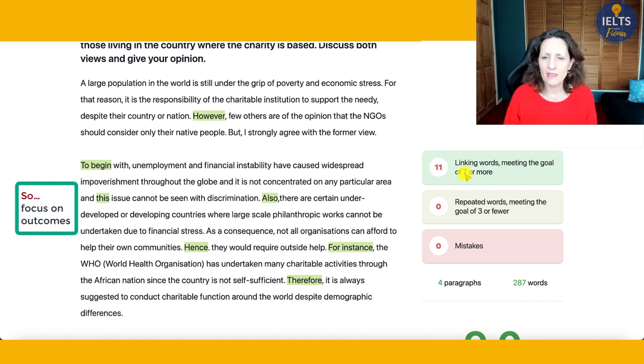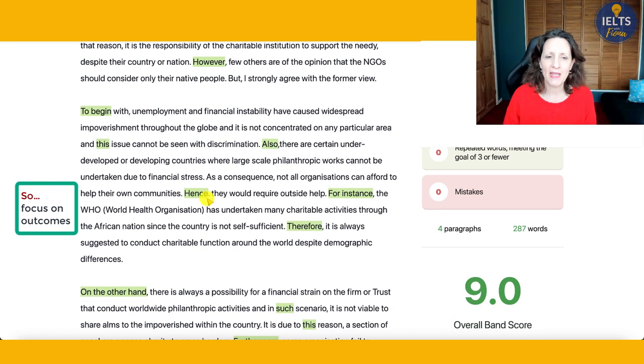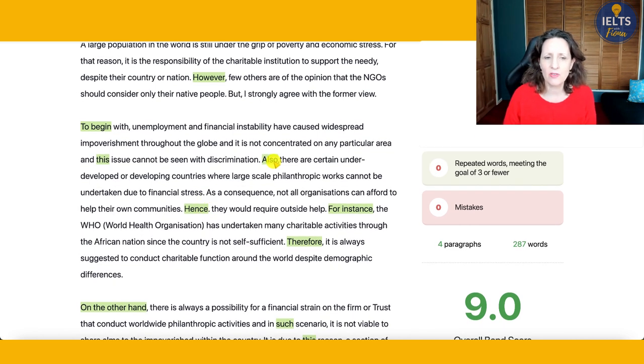So these labels here I immediately disagree with. It says there are zero mistakes. I've already found about four mistakes, and we'll see later there is repetition. And the linking words, it's not about number. So it looks like they've put a lot of ands here to get 11. But you can see there are mistakes. Hence, full stop. That's a mistake, and it seems that there are too many, but let's see.